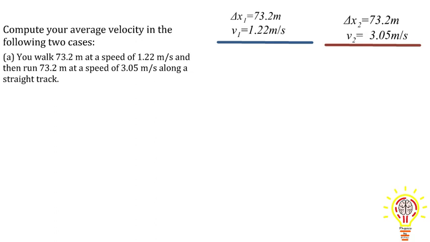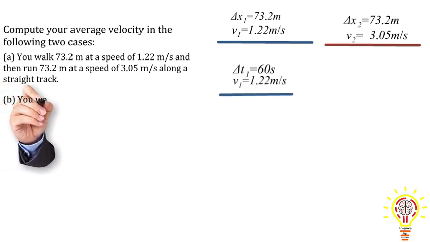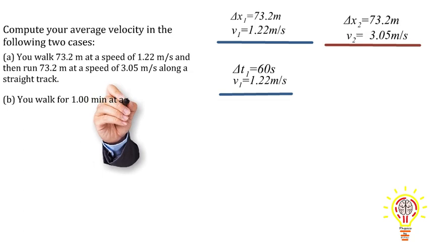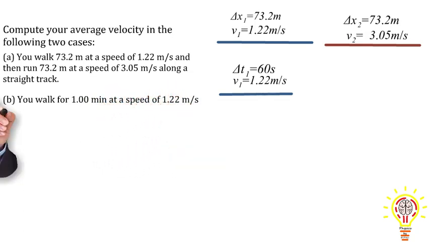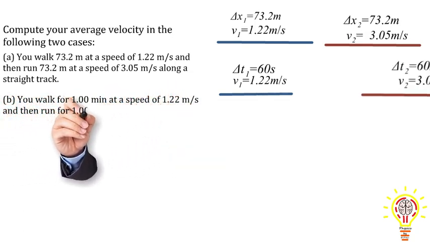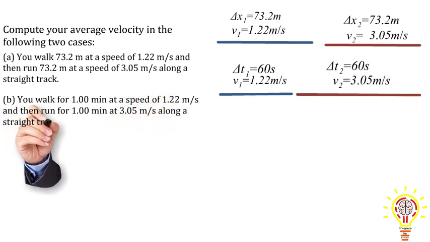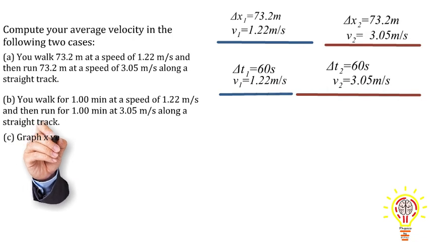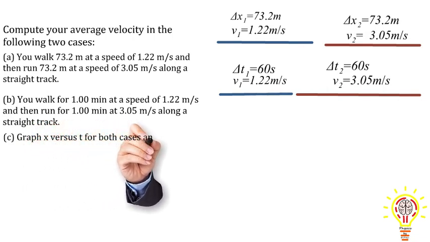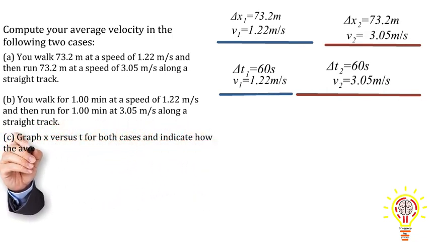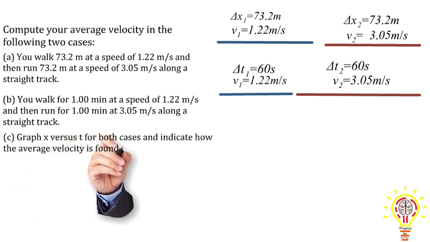In the second case, you walk for 1 minute at a speed of 1.22 meter per second and then run for 1 minute at 3.05 meter per second along a straight track, resulting in the same travel time at different speeds. The final step of this problem requires you to graph x versus t for both cases and indicate how the average velocity is found on the graph.